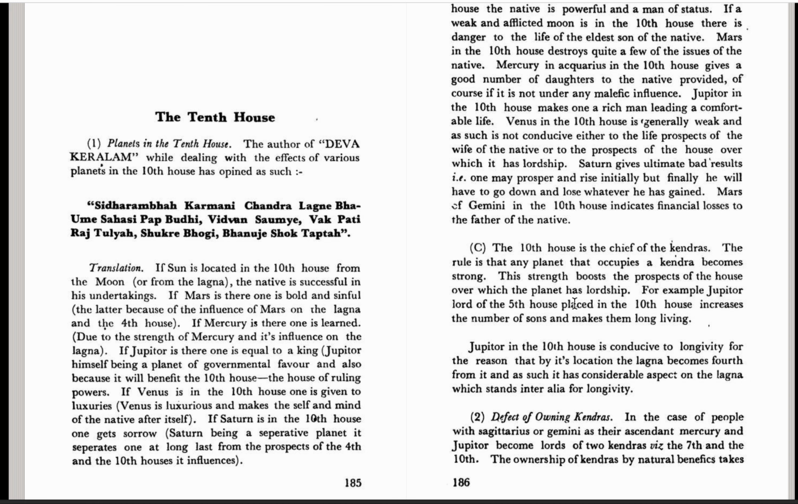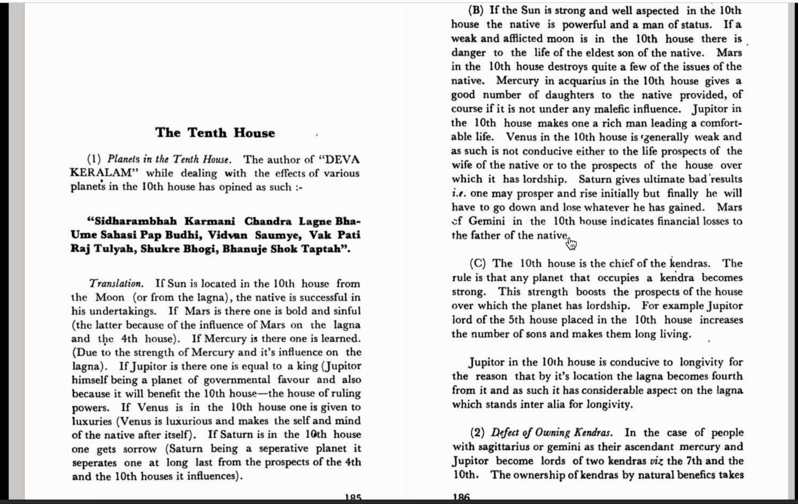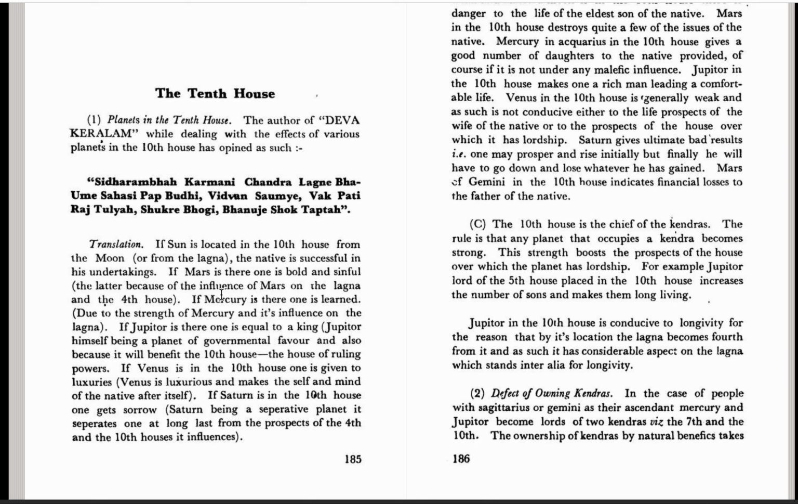He has spoken about the different planets and how they behave in the 10th house. So let's talk about Sun. If Sun is located in the 10th house from the Moon, the native is successful in his undertakings. If Mars is there, one is bold and sinful.